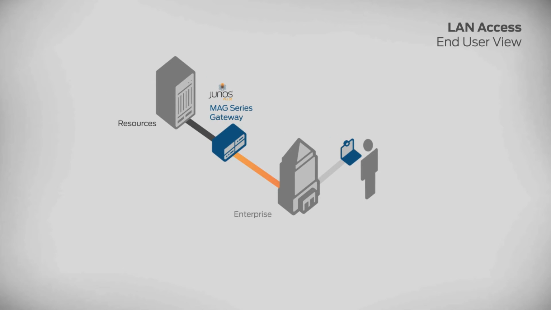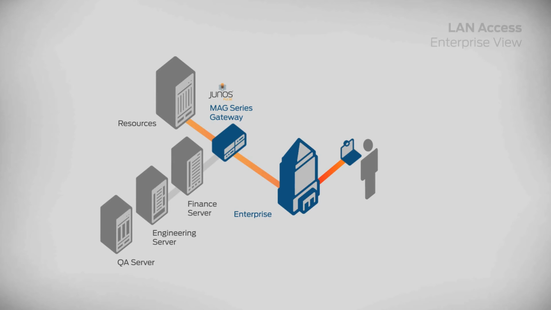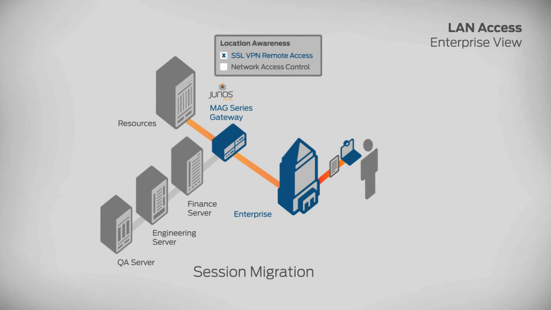Junos Pulse detects that the user is now on the corporate network, terminates his SSL VPN session, and transitions him to the Junos Pulse Access Control Service, all without the user having to do anything. This seamless transition is enabled by Junos Pulse, which determines that the user is now connected to the corporate network, starts the connection to LAN-based access control, and ends the SSL VPN connection automatically with no login required.